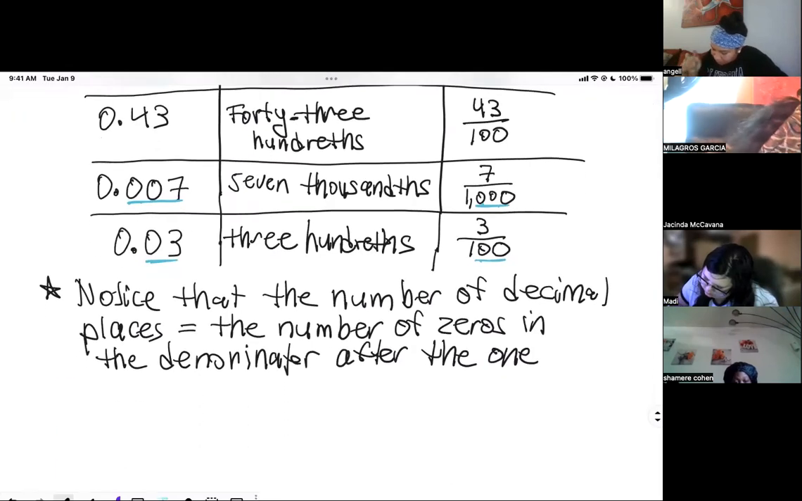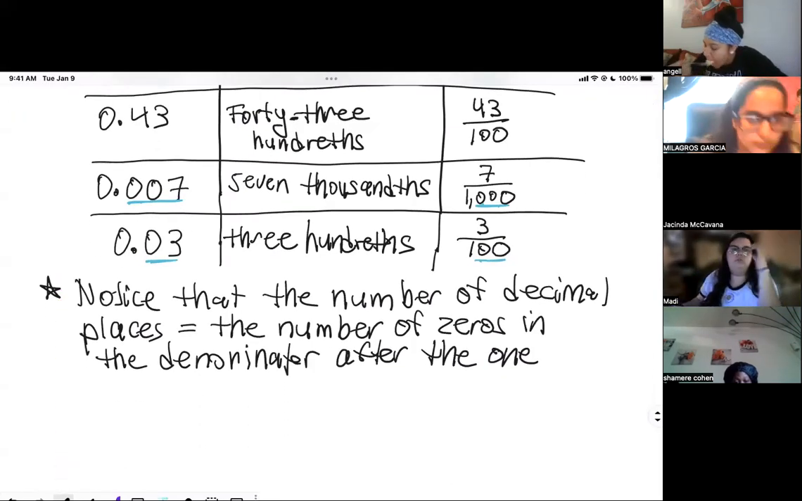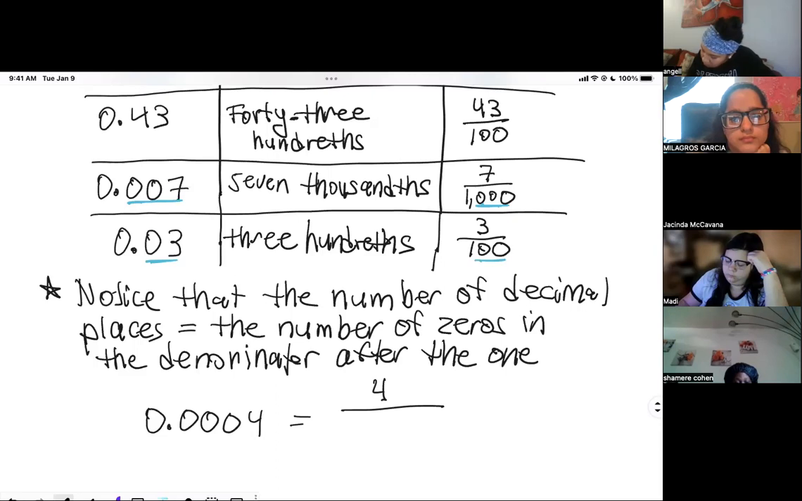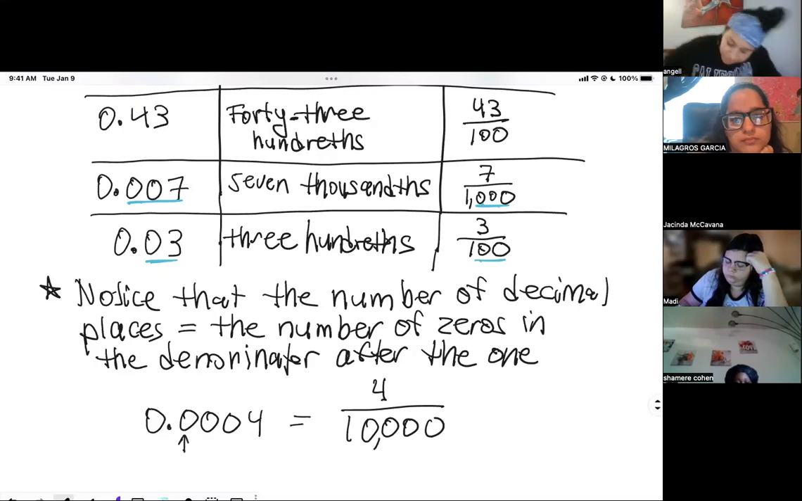So let me pick a smaller decimal, 0.0004. If I want to write that as a fraction, I count the decimal places. So I have 1, 2, 3, 4. That means I have to have a 1 with 4 zeros. And that makes sense because this is the tenths, this is the hundredths, this is the thousandths, that is the 10,000th place. So maybe it's just a way to check yourself or something to think about. Just an observation I had.